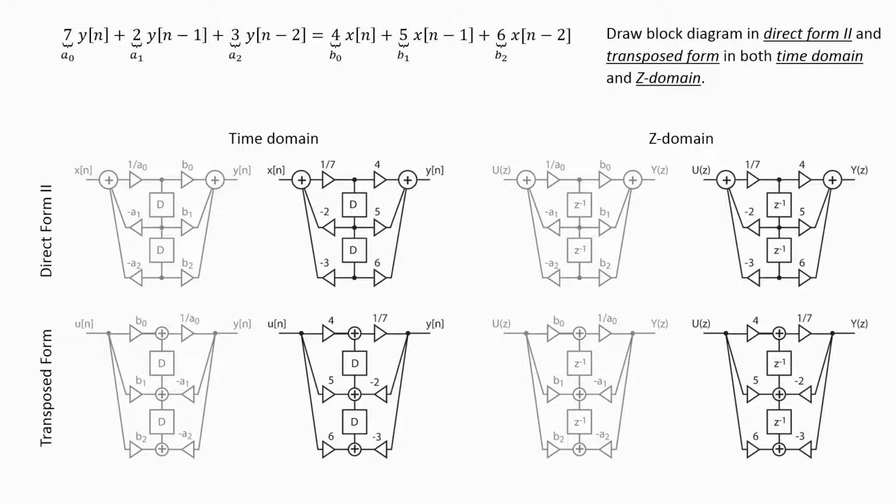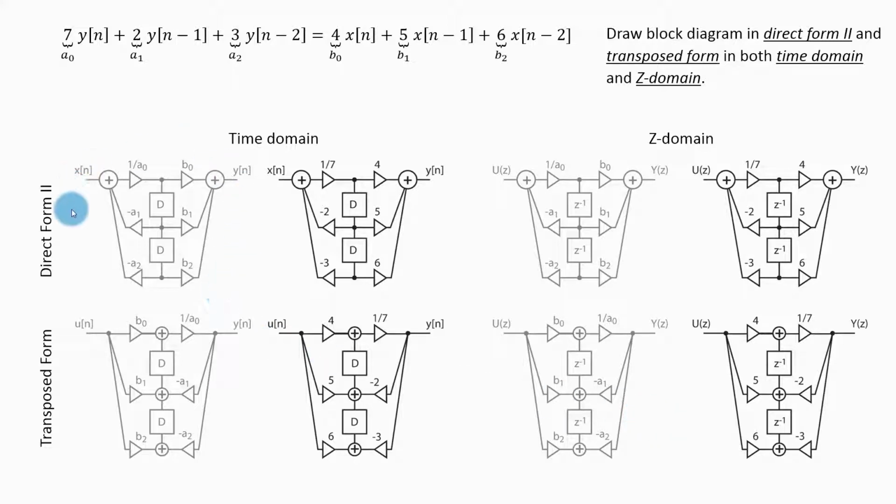In this exercise I will show you some examples of block diagrams and then we will play with the state space representation. Here I have a difference equation of a second order system and I want to draw its block diagram in the direct form 2 and in the transposed form, and I want to do it both in time domain and z domain. To do this, I need to be able to derive and then remember what the structures of the individual types of block diagrams are.